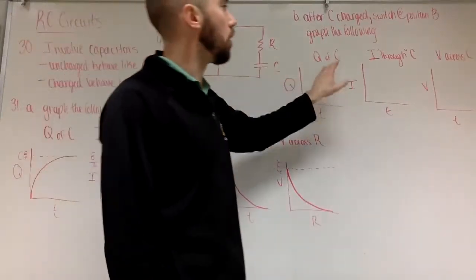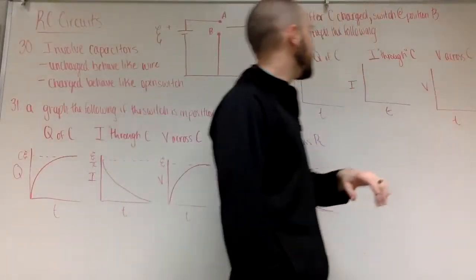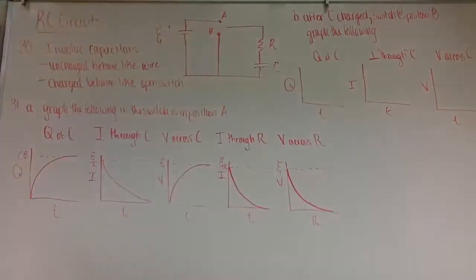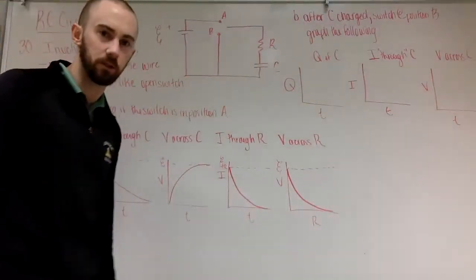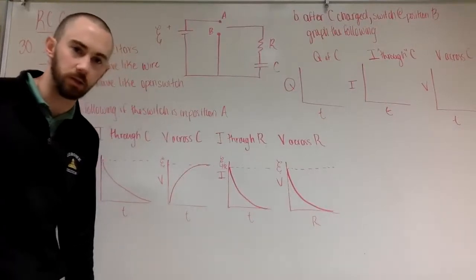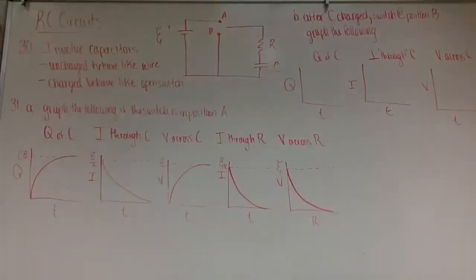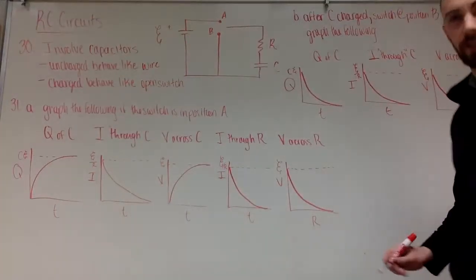I want you guys to draw me a graph of what the charge of the capacitor is going to look like over time, what the current through the capacitor is going to look like, and the voltage across the capacitor. So take a second, try those out, and in just a second we'll come back and go over the answers. All right, so let's take a look. Hey, it's pretty much how we would expect it.